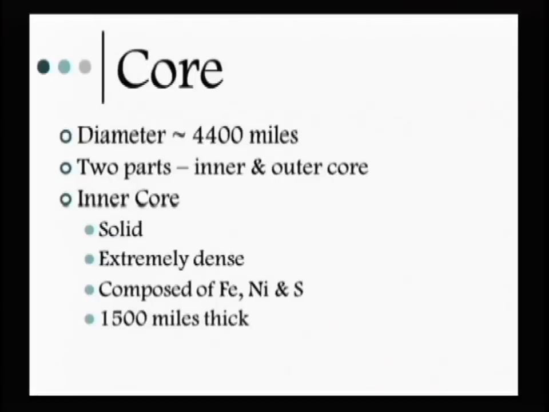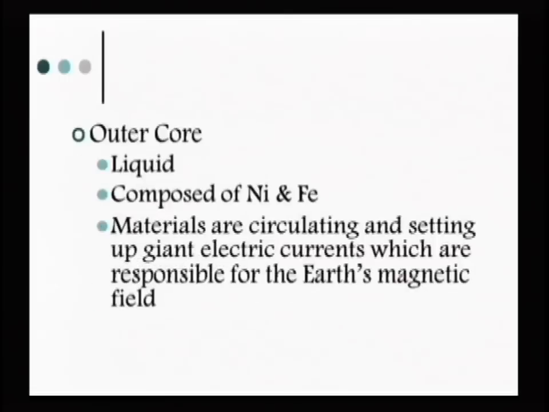So now we talk about the core. Diameter is about 4,400 miles. As I said, there's an inner and outer core. The inner core is solid, extremely dense, probably composed of iron, nickel, and sulfur. And we know that it's probably composed of that by looking at the density of the Earth. It tends to be about 1,500 miles thick, so of that 4,400 miles in diameter, the inner core is about 1,500 miles thick, which leaves the rest of it to be an outer core. And that outer core is a liquid metal. It's basically iron with some nickel, even though generally people talk about it as nickel and iron. But most of it is iron.